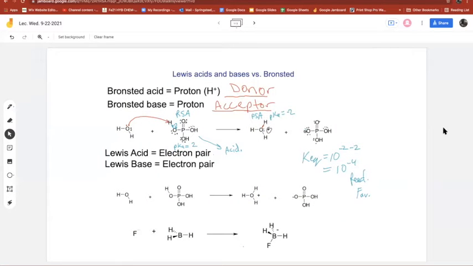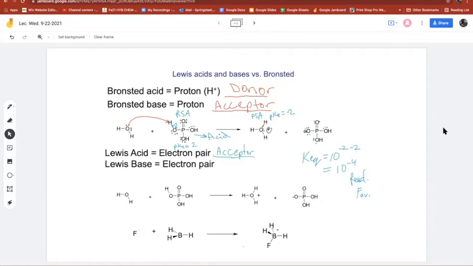Now, what about the Lewis acid-base definition of acids and bases? So a Lewis acid, what is it? An electron pair acceptor or donor? Lewis acid is an electron pair acceptor. It accepts electron pairs. So does that seem like a different definition than a Bronsted? Because a Bronsted acid is a proton donor. Lewis acid, electron pair acceptor. It's opposite, huh? Does that apply though to our reaction above?